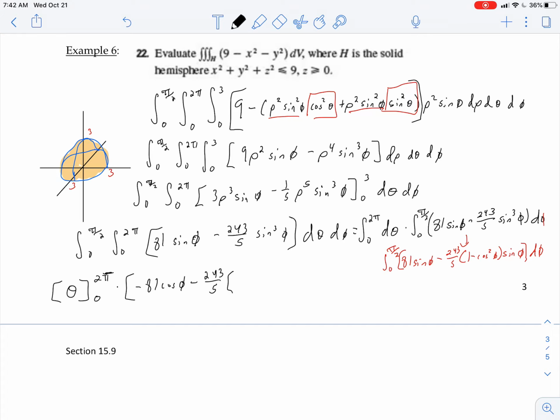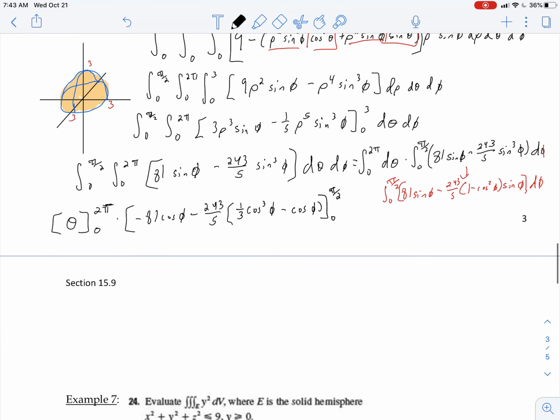If we multiply inside, we're going to get sine phi. So if we get sine phi, we get negative cosine phi. And if we do negative cosine squared phi sine phi, we get positive, and that squared is going to become cubed, so it's 1/3 cosine cubed phi minus cosine phi, from 0 to pi over 2.